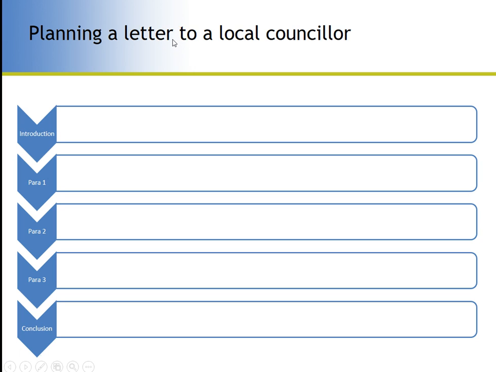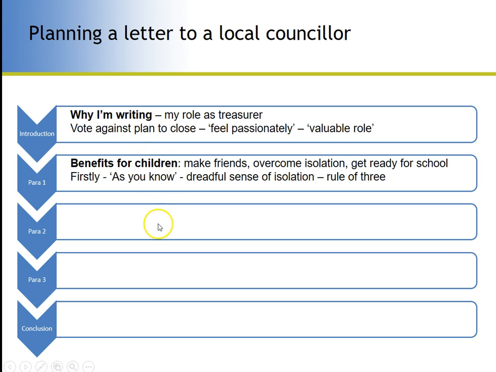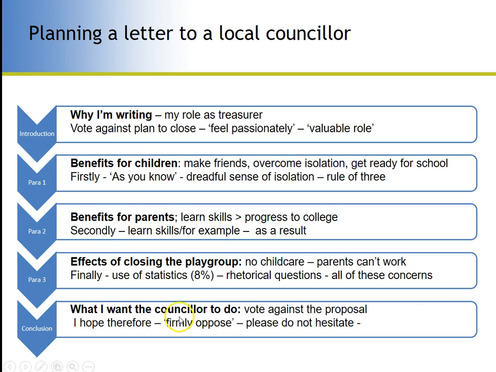It's a formal letter to a local councillor to persuade him to vote against a proposal to cut some funding to a local playgroup. We can use this structure to note the key ideas that will be in each of these 5 elements of the letter: the introduction, the 3 main paragraphs in the body of the letter, and the conclusion. So we can make a note of some key ideas in each of these stages.